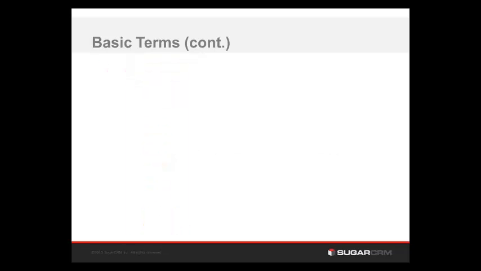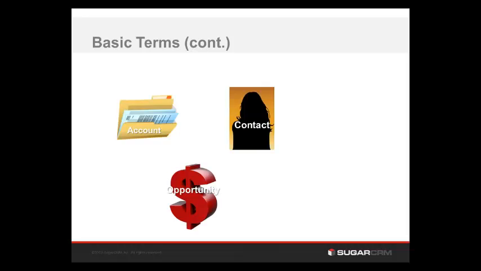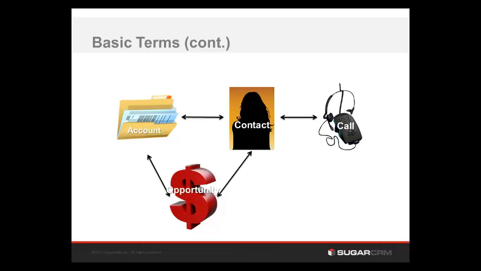Sugar consists of various modules designed to help you manage customer-related records, such as contacts, accounts, and opportunities. Each record can be linked or related to another type of record. So for example, if you're working with Sue Davis at ABC Company on a $25,000 sales deal, you can link all three of those records together. And if you place a call to Sue, you can log that call record and link it to Sue's contact record.